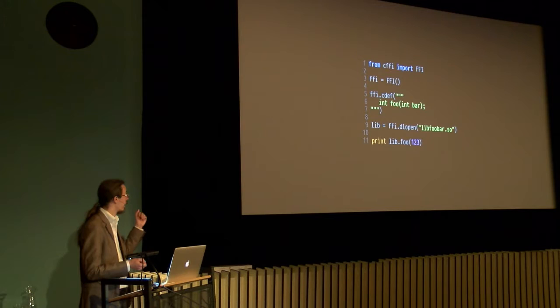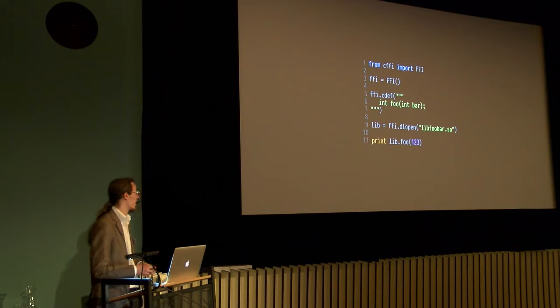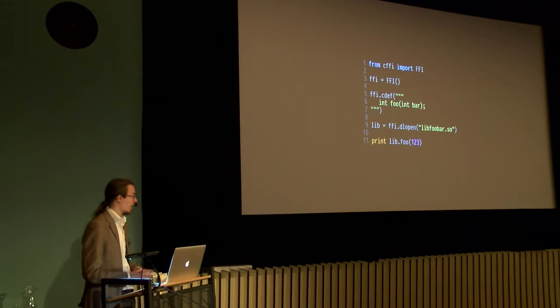The top part you have to do only once, and then afterwards, you can just treat lib in line 9 as a package, basically. From then on, you can do anything with it like you would with a regular Python package, except that you're now calling C code, which is awesome, because now you can call your favorite audio library or whatever you want to do. Okay, so this is the simplest example.